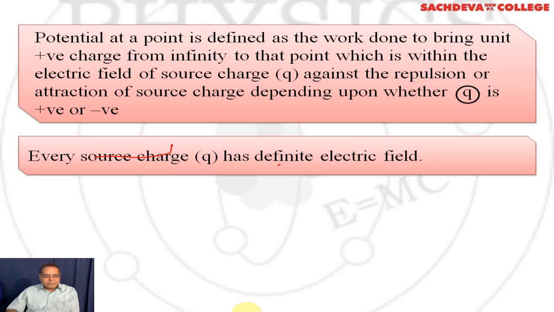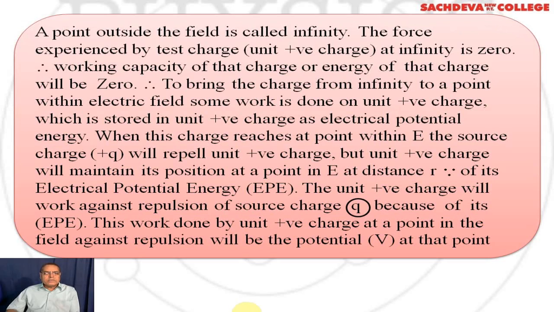At that point we have to bring a unit positive charge from infinity. The point to remember is that the source charge has a definite electric field. A point outside the field is called infinity. That is, at infinity, the field of the source charge will not act. It has limited dimensions. The force experienced by the test charge, the unit positive charge, at infinity is 0. Whenever we use the term test charge here, it is the unit positive charge. Therefore, the working capacity or energy of that charge at infinity will be 0.